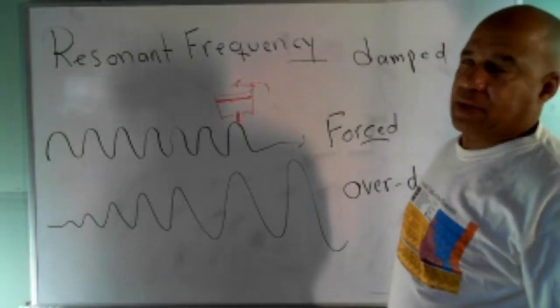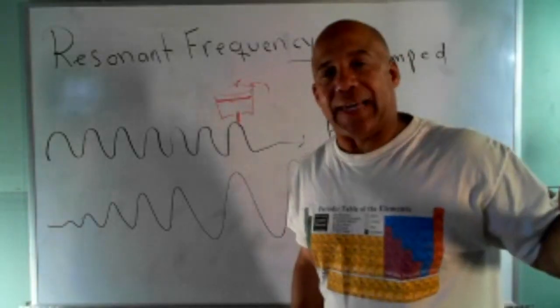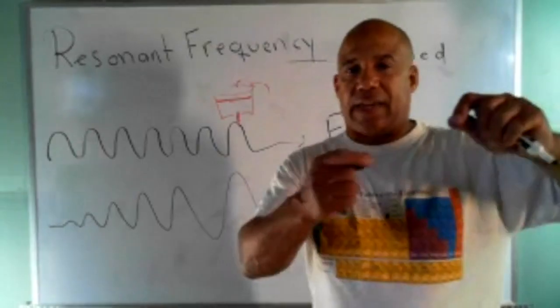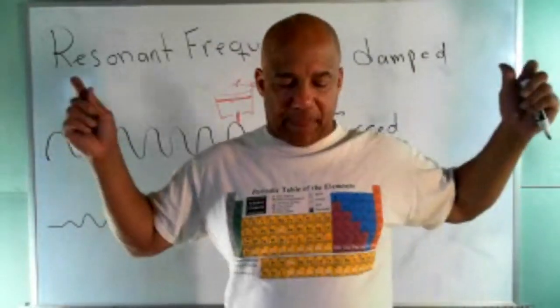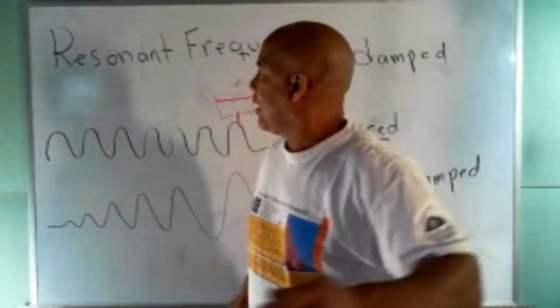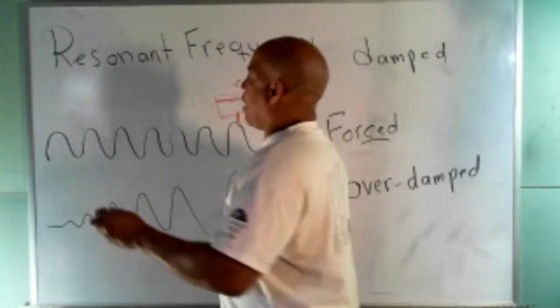The resonant frequency. And when something is moving at its natural frequency, let's say you take a guitar string and you pluck it and you step back and let it vibrate, that frequency is called resonance.